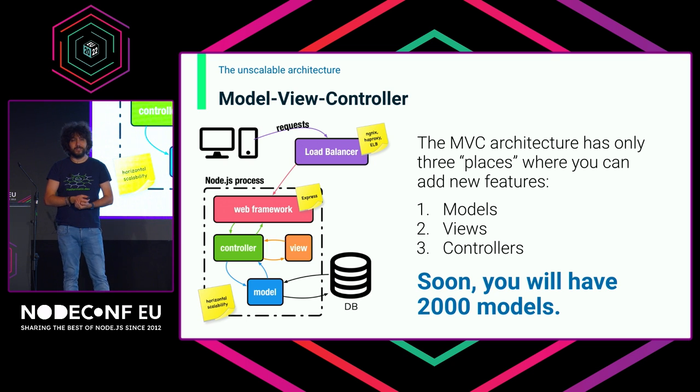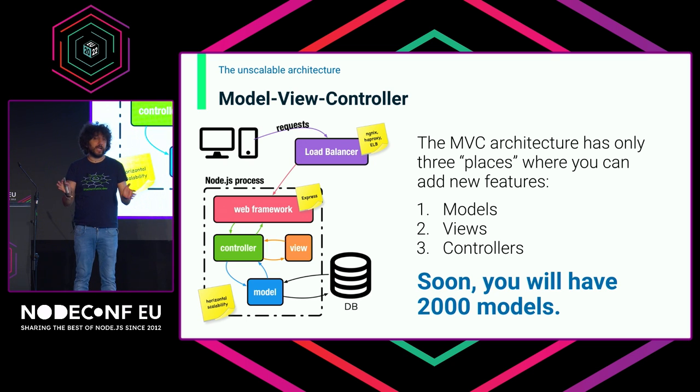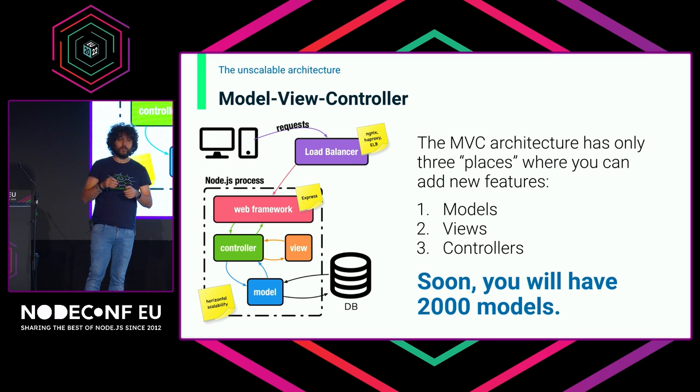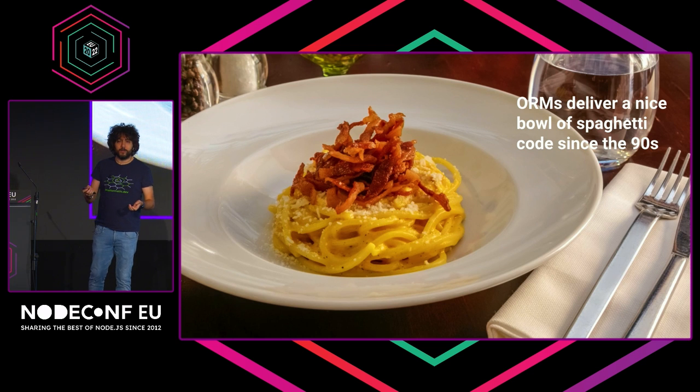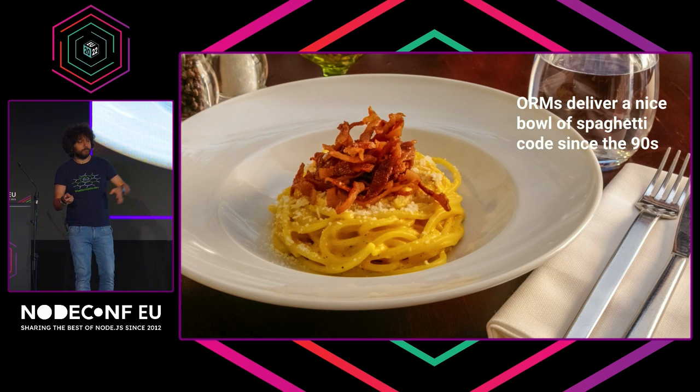When you're building an MVC app, and this is the problem with all MVC systems, you have a model, view, and controller. Whenever you need to add a new feature, it's either a model, a view, or a controller. Most of the time, we are not doing views anymore. And we don't do controllers in Node. We just use routes and so on. So we just have models. And it basically becomes one big block of spaghetti code. And by the way, I love carbonara. I really love carbonara.